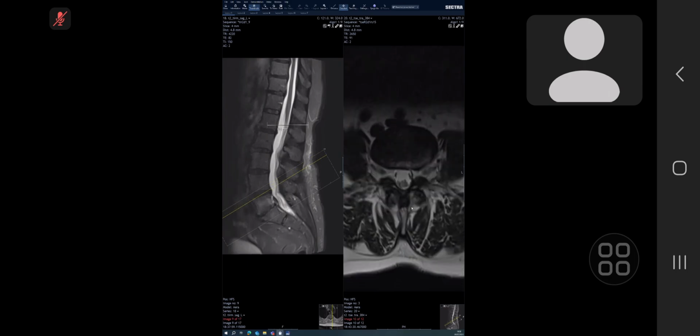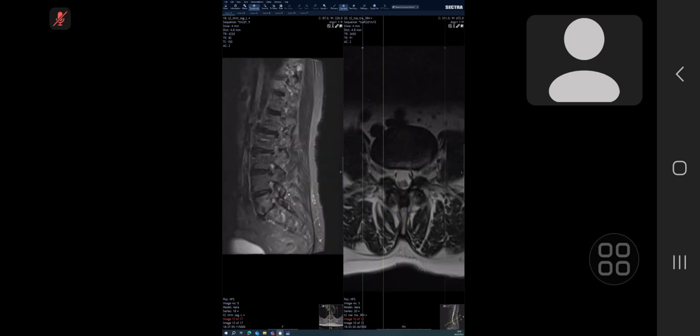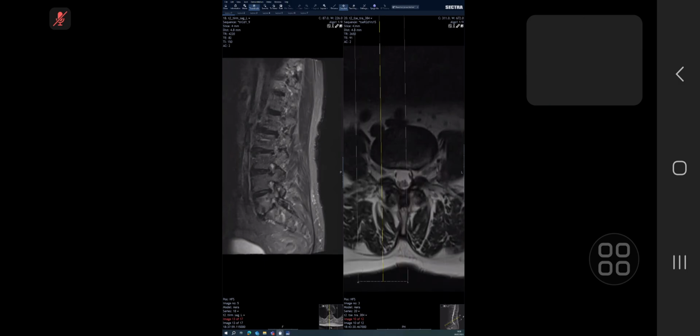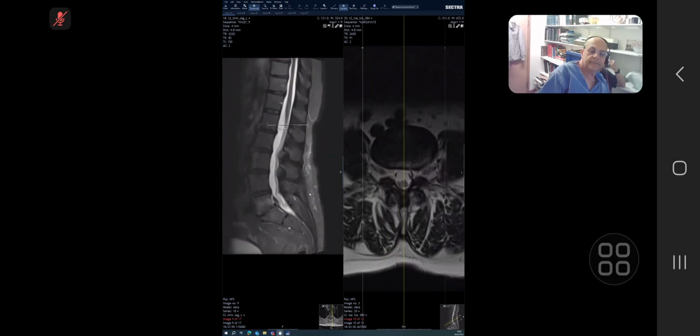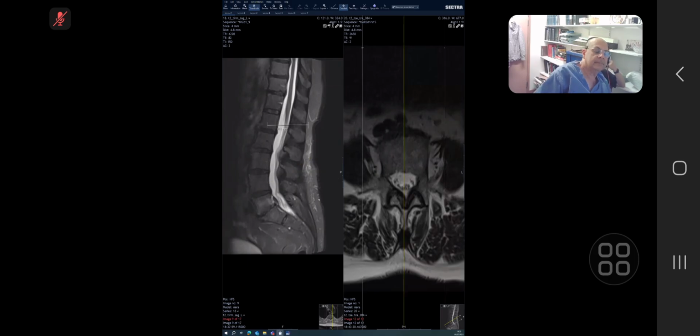I cannot appreciate any significant mass lesion. However, I would like to see the post-contrast images, if available, at the level of the cauda equina. Let me just sum it up for the audience. First you thought that the conus is way down to L5, which is not the case. The conus is at the T12, L1 level.